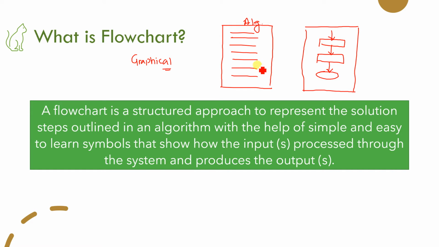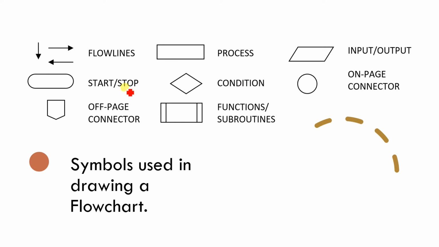So let us learn what the different symbols are that we use to represent all these steps. There are symbols like flow lines. What is the use of a flow line? Whenever you want to transfer the control from one symbol to another symbol, you use an arrow mark. Those are called flow lines.